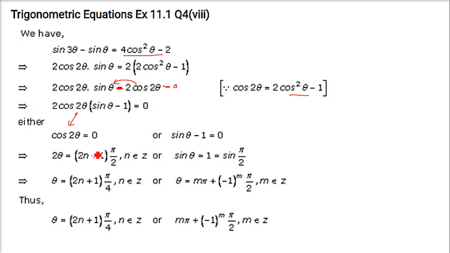Cos 2 theta equal to 0 means 2 theta is 2n plus 1 pi by 2. So divide both sides by 2, you get 2n plus 1 pi by 4. Here sin theta minus 1 equal to 0, that is sin theta equal to 1, that is 1 can be written as sin pi by 2 because sin 90 is 1. So this solution will be theta equal to m pi plus minus 1 to the power m pi by 2.